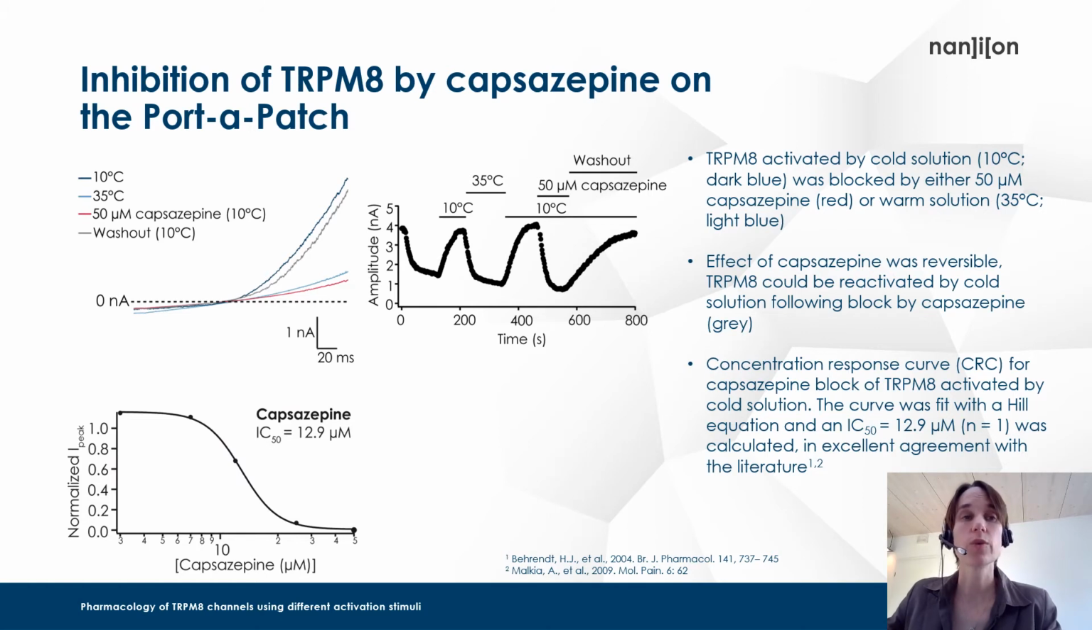Activation of TRPM8 by cooled solution was blocked by capsaicin. In these experiments using the PortaPatch, we activated TRPM8 using cooled external solution at 10 degrees C and then applied 50 micromolar capsaicin, also at 10 degrees C. TRPM8 activated by cooled solution was blocked by capsaicin and the effect could be reversed upon washout of the blocker. Capsaicin blocked TRPM8-mediated responses in a concentration-dependent manner with an IC50 of around 13 micromolar, in good agreement with the literature.